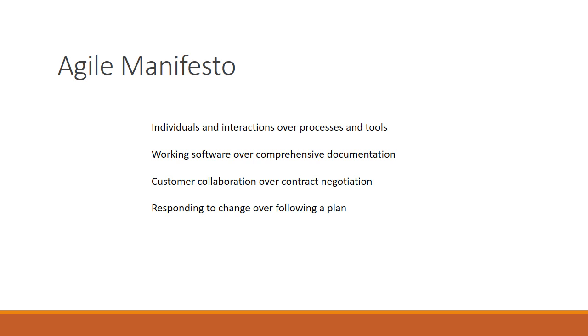The Agile Manifesto, basically what the manifesto does is it favors individual interaction over process and tools, working software over comprehensive documentation, customer collaboration over contract negotiation, and responding to change over following a plan.